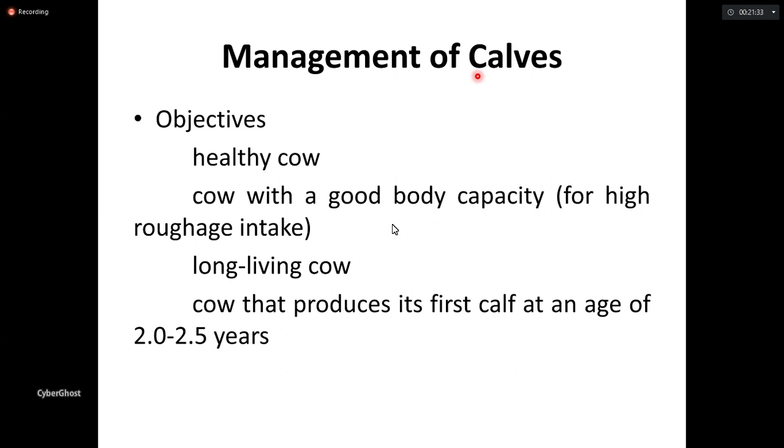Once we breed them, within the next 10 months or so, we should be able to get the first calf, right? So therefore, the total age of this calf would be about 2, maybe 2.5 years maximum to get the very first calf, right?